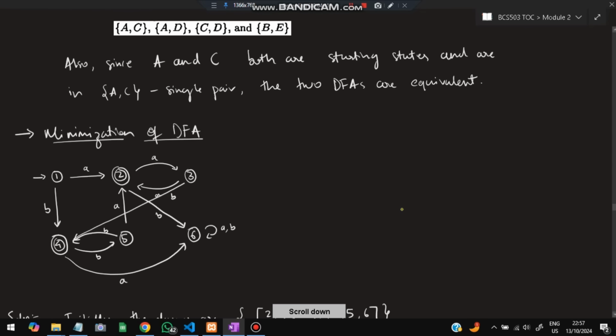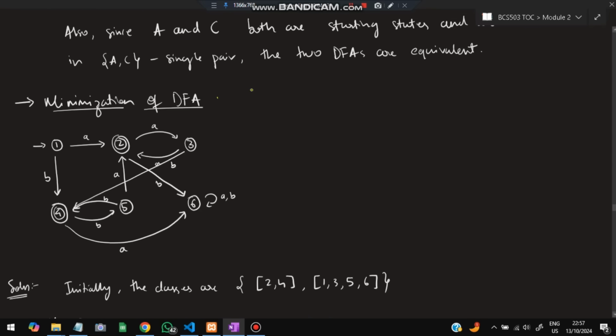Let's have a look at minimization. In minimization of the DFA, you have to follow some steps. The first step is to observe this diagram and note down which are final and which are non-final states. So tell me which are non-final states. Is 1 final or non-final? It is non-final. 3 is a non-final state, 5 is a non-final state, and 6 is a non-final state. So make a group like this. And which are the final states? 2 and 4. So make another group like this.